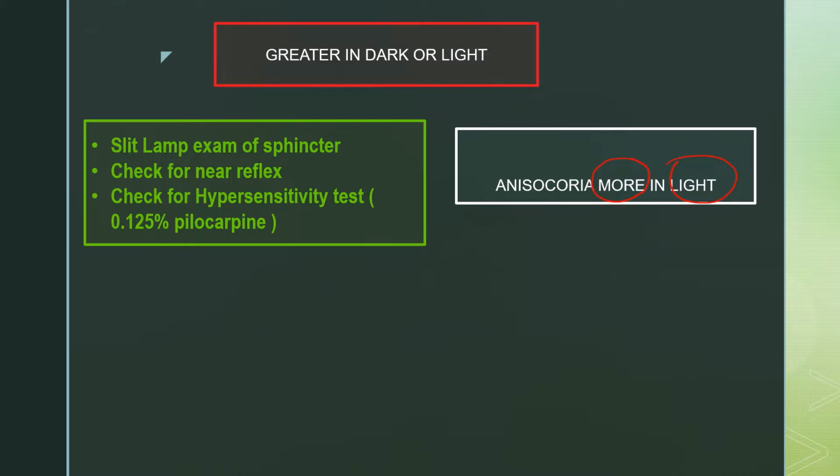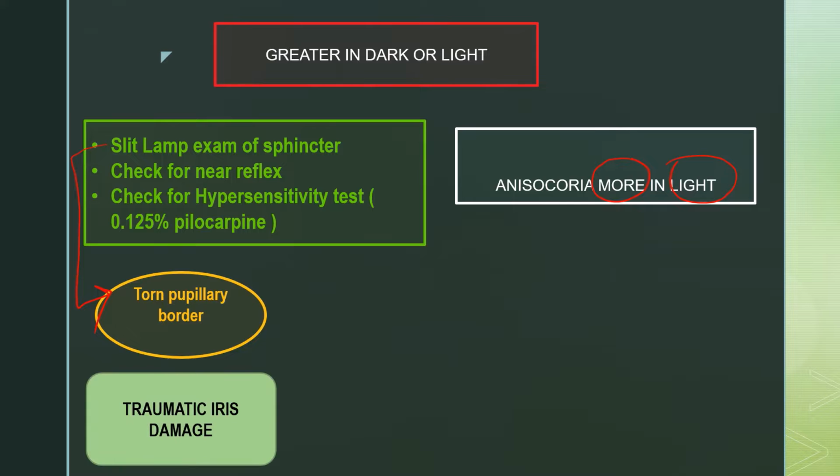Then carry out the near reflex and also check for any hypersensitivity of the sphincter muscle using the diluted 0.125% pilocarpine. Now at this point, I think you know why the pupil is hypersensitive in certain conditions and what is the use of using the 0.125% pilocarpine. So now, suppose on slit lamp examination, you find out that the pupillary border is torn. That indicates that the pupil is dilated because of traumatic iris damage.